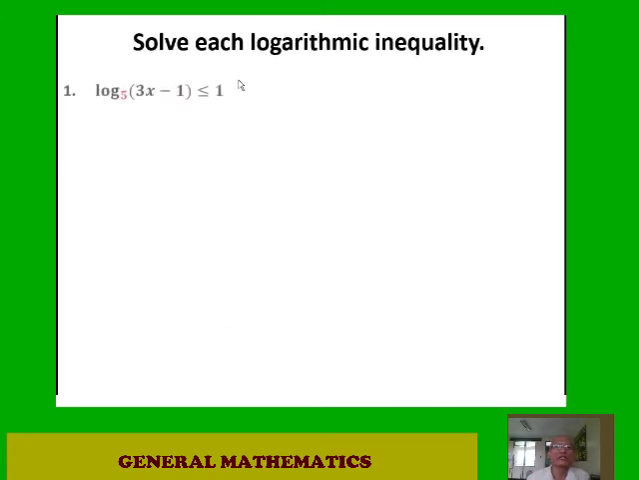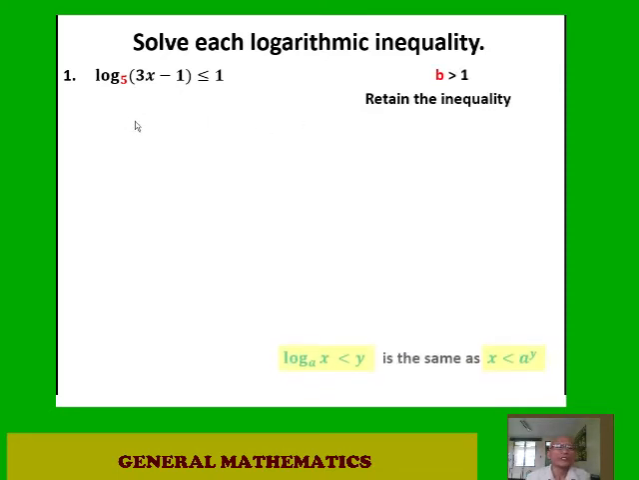Let us solve some logarithmic inequality. Log of 3x minus 1 base 5 less than 1. Take note, we are particular about the base in solving logarithmic inequality. 5 is greater than 1, so we will change the logarithmic form into exponential form. We retain 3x minus 1 at the left side.